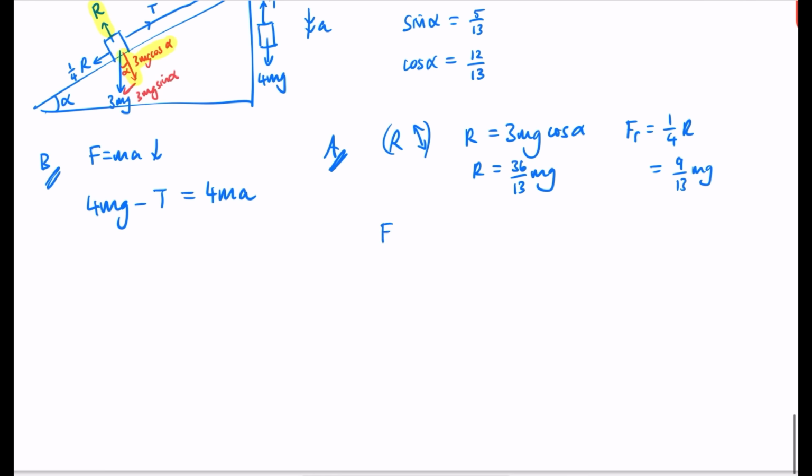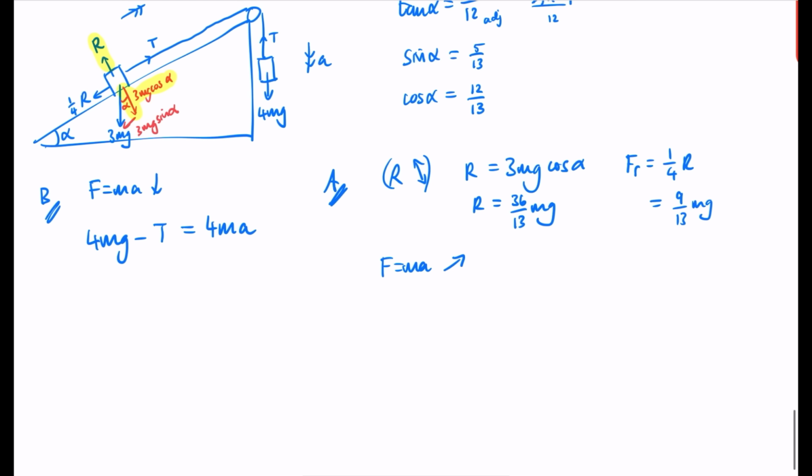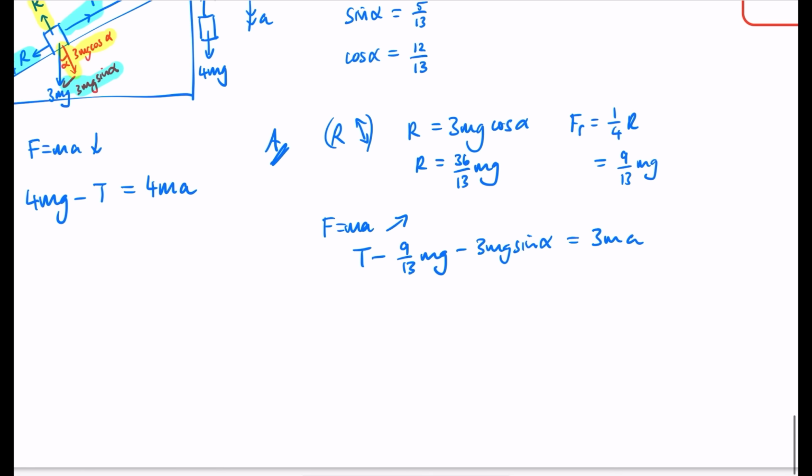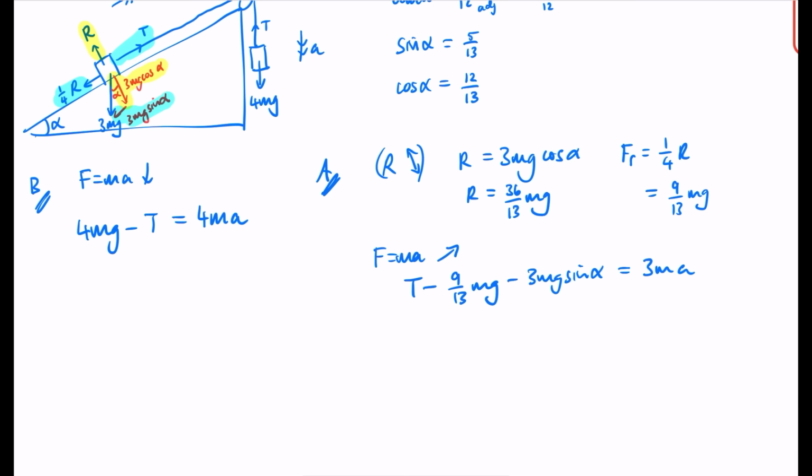So I'm now going to do for A, F equals ma going up the slope. The equation that we have will be to do with these forces. We have the tension, the 1/4 R, and the 3mg sin alpha. So the resultant force is T minus 1/4 R, which we've just said is 9 over 13 mg, minus the 3mg sin alpha, and that is equal to its mass, which is 3m, times the acceleration. So I now think we've got enough information to be able to solve these equations simultaneously.